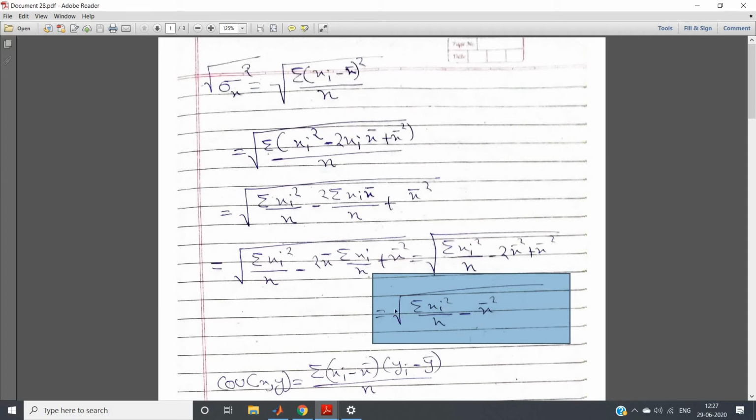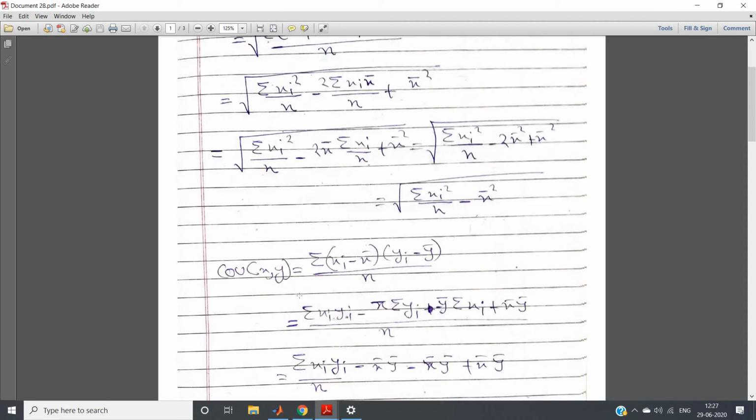Similarly, standard deviation of y can be written as root over summation over yi square by n minus y bar square, like that. Alright. So what is the covariance formula? Covariance of xy equals summation over xi minus x bar into yi minus y bar by n. Generally, if we take a population data set, we take n. If it is a sample data set, we take n minus 1. But no problem in that. Both ways you can derive and get the same result.